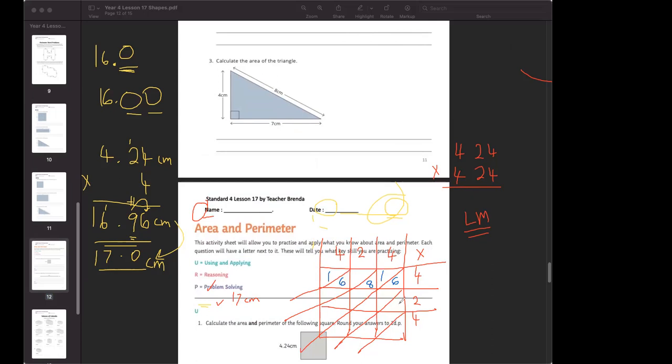4 times 2, 8. 2 times 2, 4. 4 times 2, 8. 4 times 4, 16. 2 times 4, 8. 4 times 4, 16. Now you total up. Here you'll have 6.